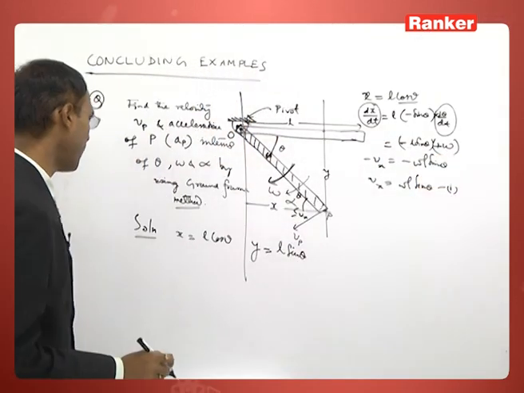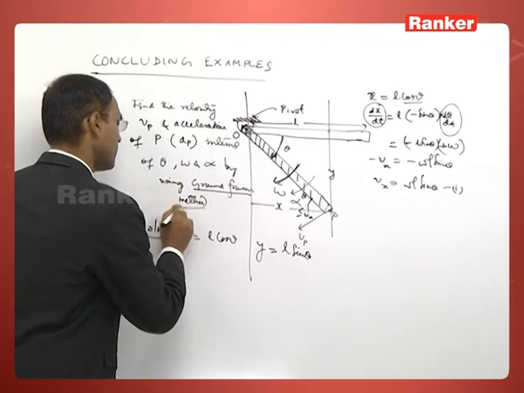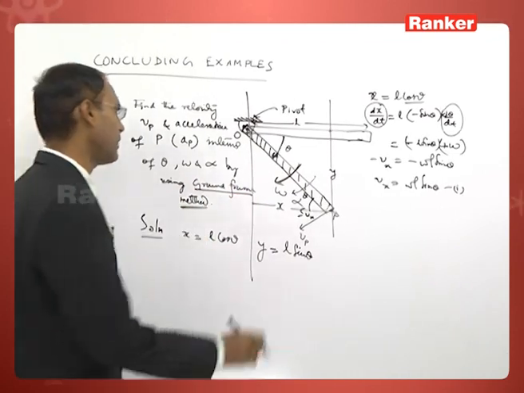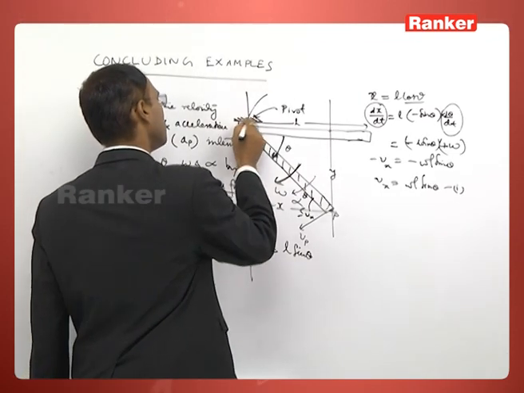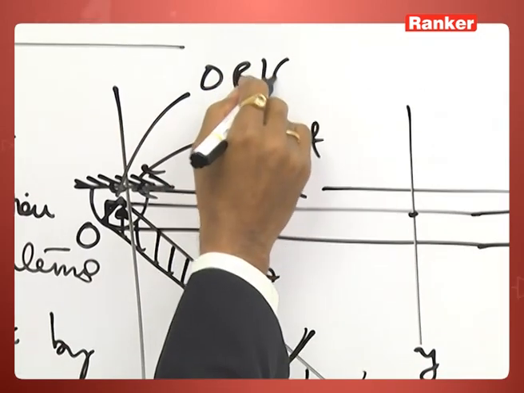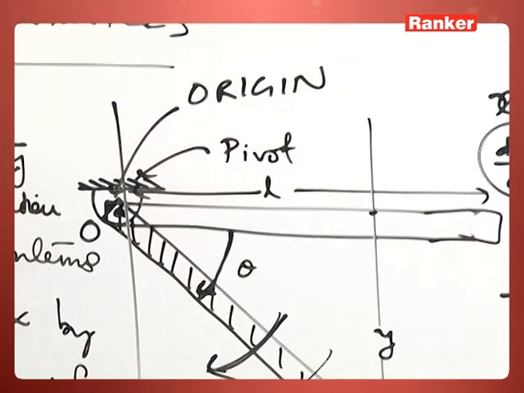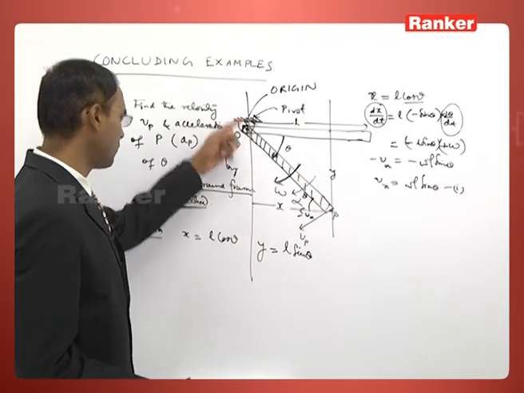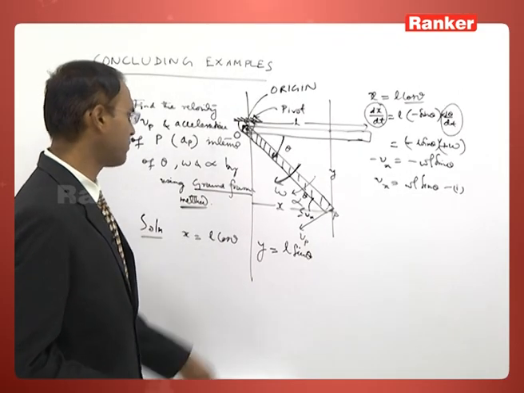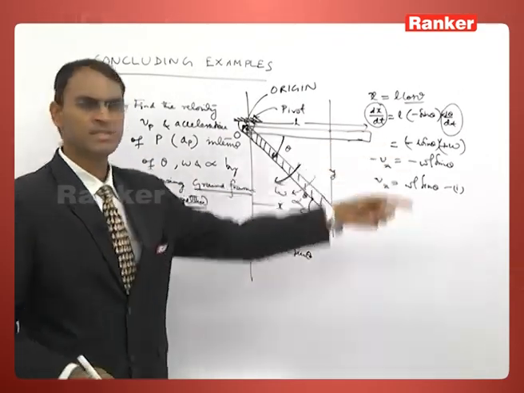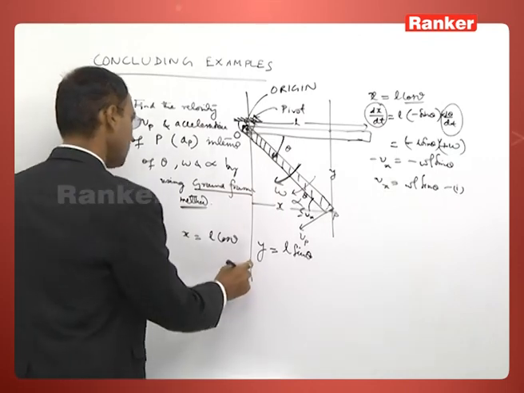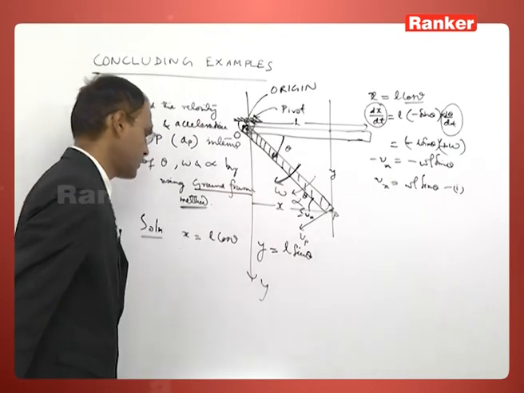Which method are we following? Ground frame method. For ground frame method, this is the origin of the coordinate system. I have taken y, down is positive, x in this direction is positive. You can take down positive or negative, it's your wish.